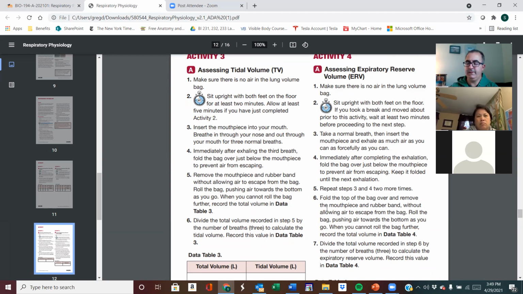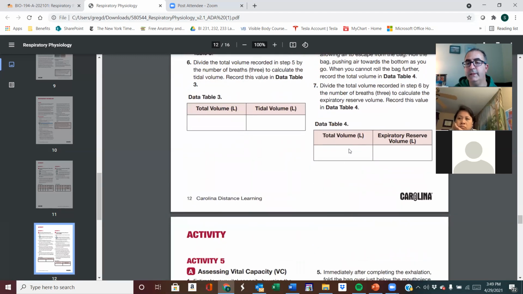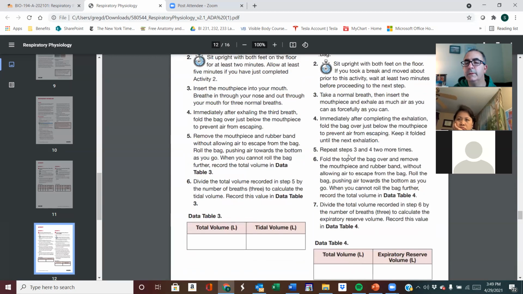Right? And then you do the same thing. You pinch the bag off, you pull the elastic off. There we go. And you fold the bag down. And you capture some volume of air in the bag. Right, so I'm folding this bag all the way down. And that is going to be your ERV. Right, mine looks like it's about 1.6, something like that. So that's what you're going to put into table 4.